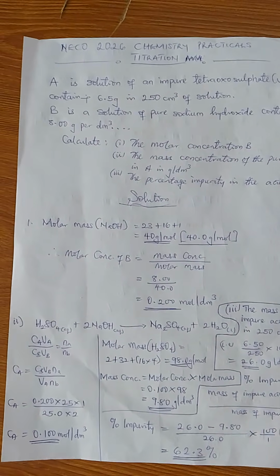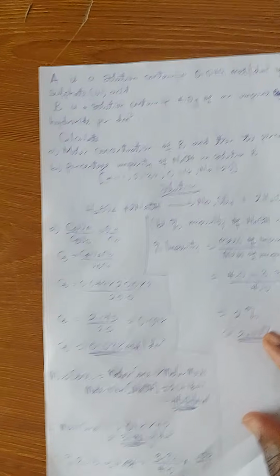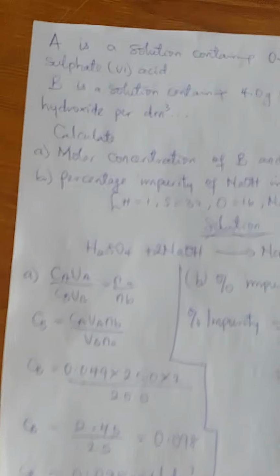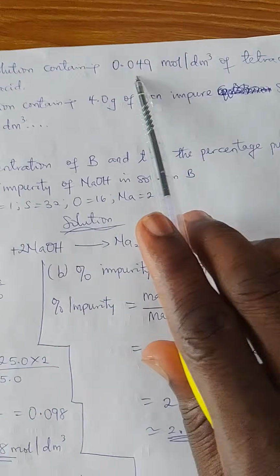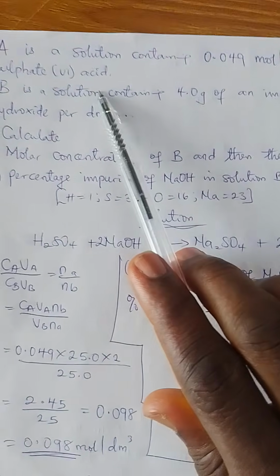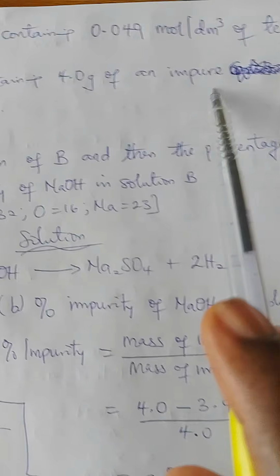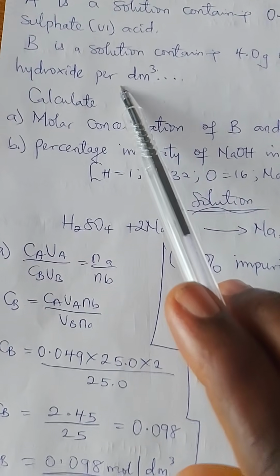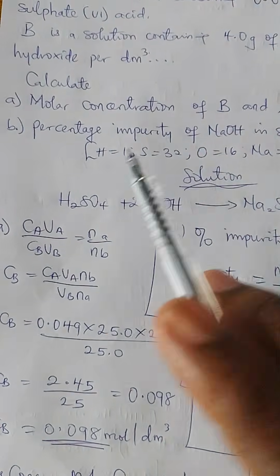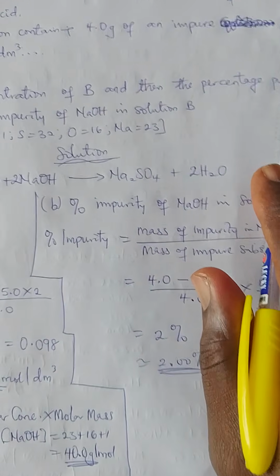And I thought of it: what if NECO say it is the base that will be impure, and they bring a question that says the base is impure? I predicted the question too. All right, look at it. A is a solution containing 0.049 mole per dm cube of tetraoxosulfate VI acid, and B is a solution containing 4.0 gram of an impure sodium hydroxide per dm cube, and other details that will follow. The calculation asks for the molar concentration of B, and then the percentage purity.